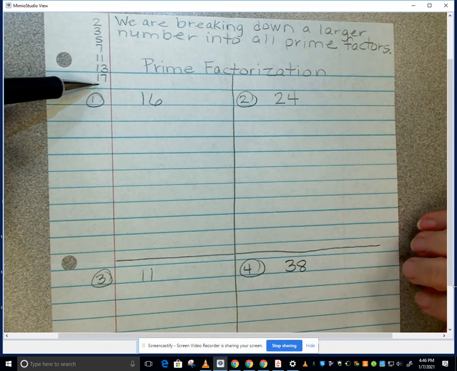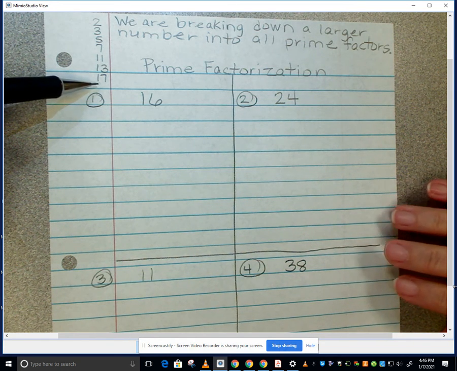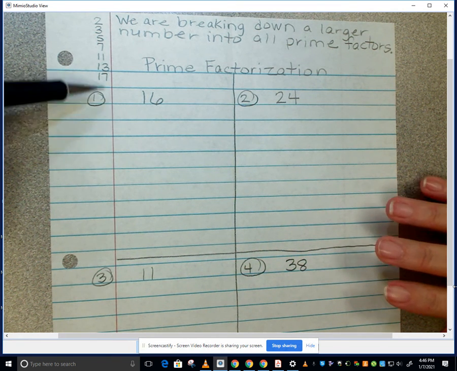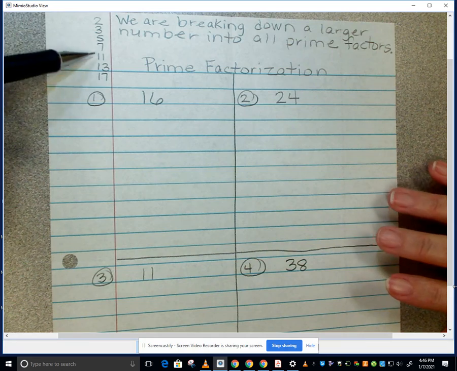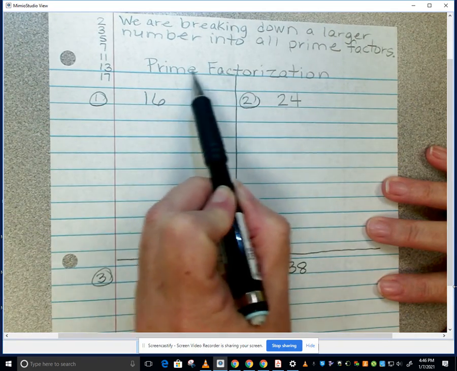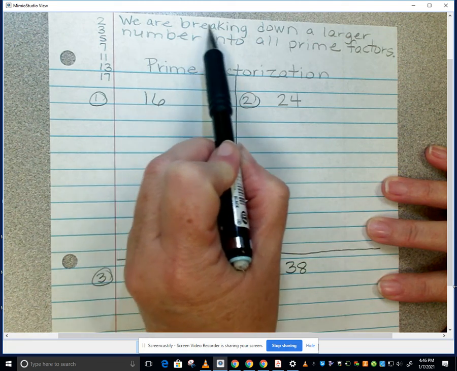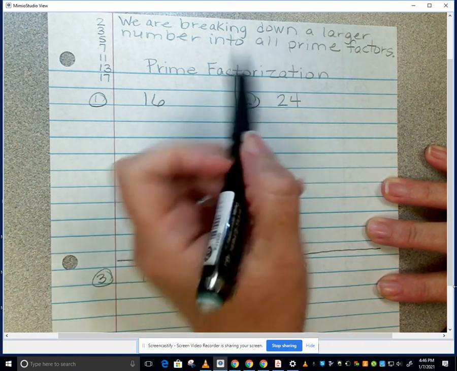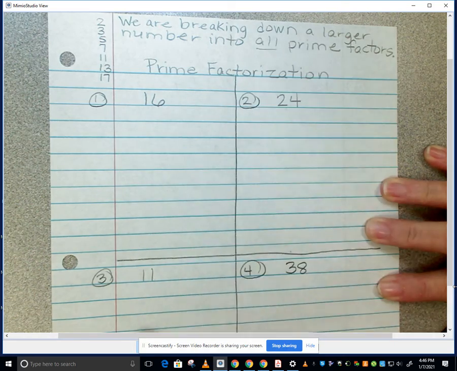19 is also prime. 23 is a prime number. 29. These go on and on. So there are definitely more than just these. These are just some examples. But when we do prime factorization, what we're doing, we are breaking down a larger number into all prime factors.